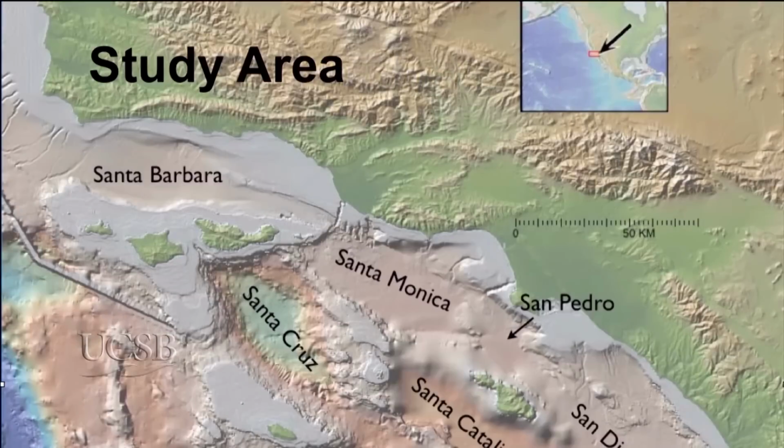So the study area is the Southern California borderland, and this is a bathymetric view of the Southern California borderland. Santa Barbara is located here, UCSB here. This is the Ventura area, and this is Los Angeles.